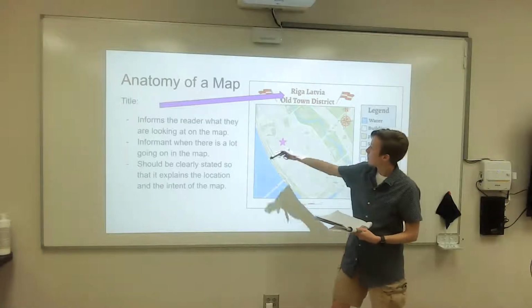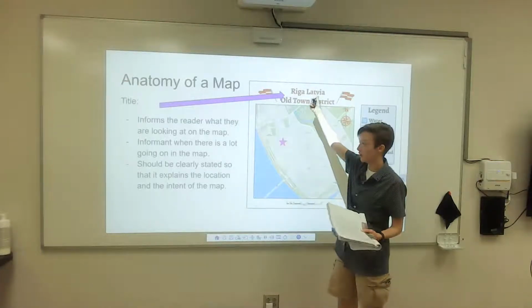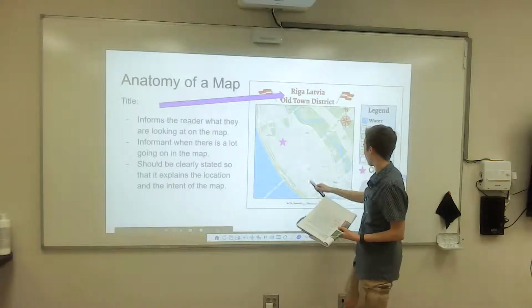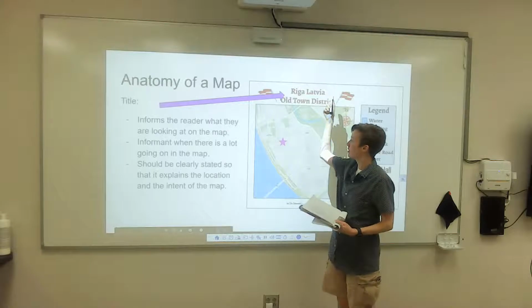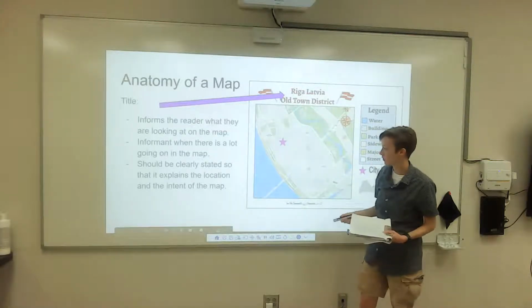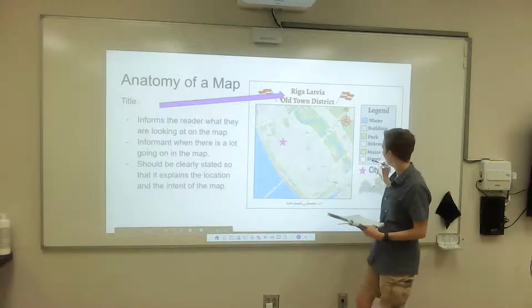So, let's talk about the first thing, title. It just tells us what we're looking at. That's important to know. Especially if there's a lot going on in a map, you need to know what this is about. In this case, it is Riga, Latvia, Old Town District. So, usually right up top.